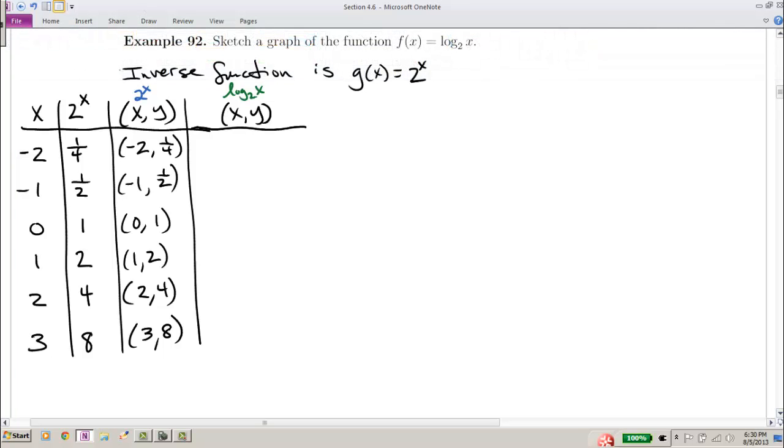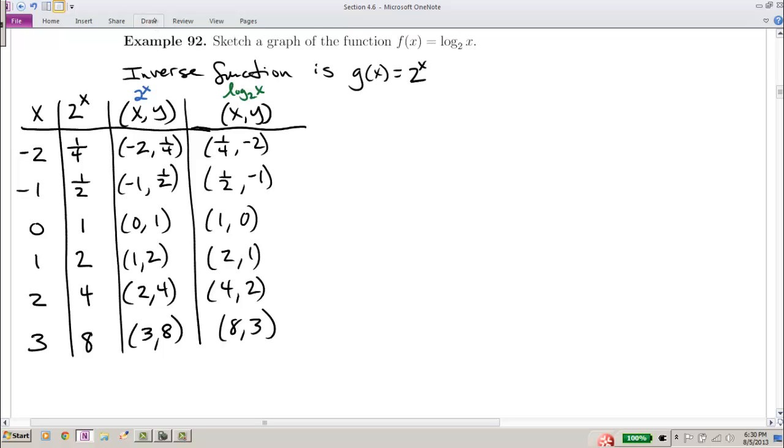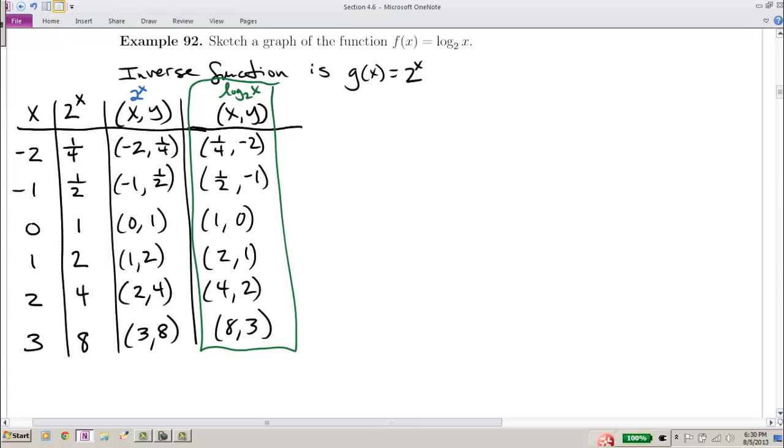And now we don't actually require any additional calculation. Since these are inverses, all I need to do is reverse the coordinates. So a quarter maps to -2. 1/2 maps to -1. 1 maps to 0. 2 maps to 1. 4 and 2. 8 and 3. So now these are the points that we're going to plot to end up with the graph of our function log base 2 of x.